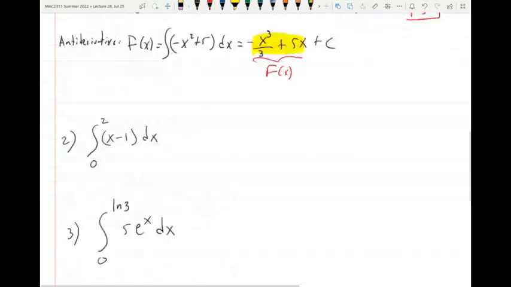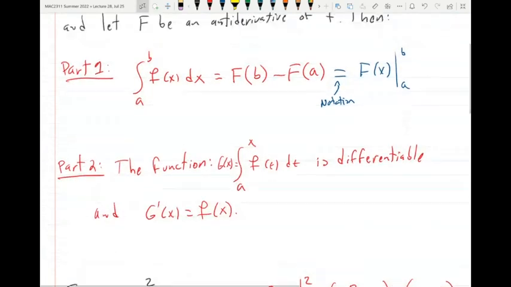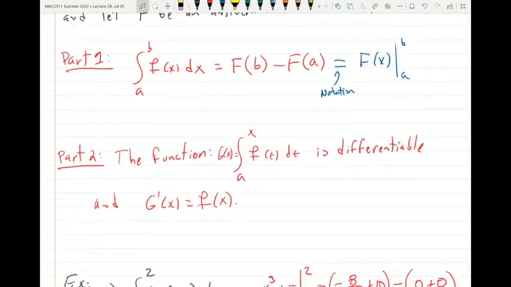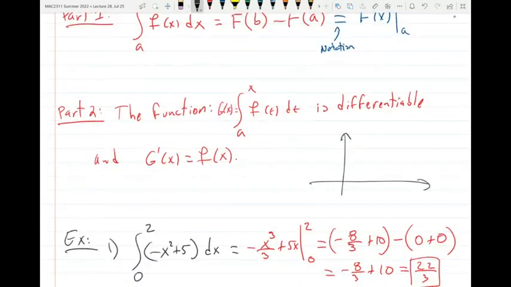Okay, so I guess let me do some basic examples. I guess let me say a few words about part 2. So part 2, basically what it says is the following. Now that we understand that this integral talks about area, there is a function that we can define. It's going to be a little bit weird, but let me just draw a picture here. Imagine that this is your function f, little f, and then here is a.